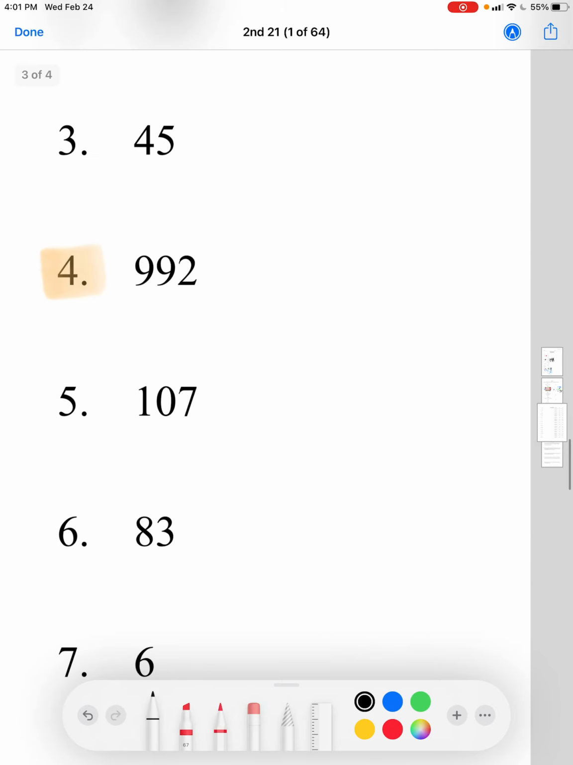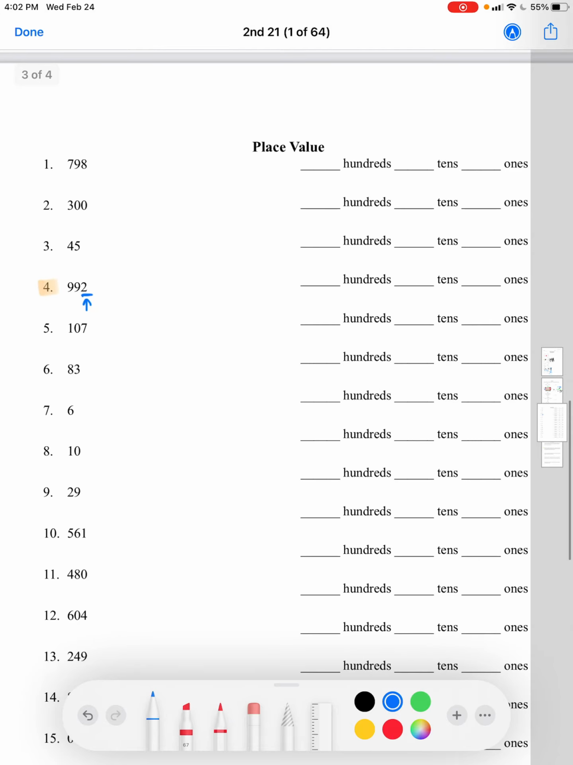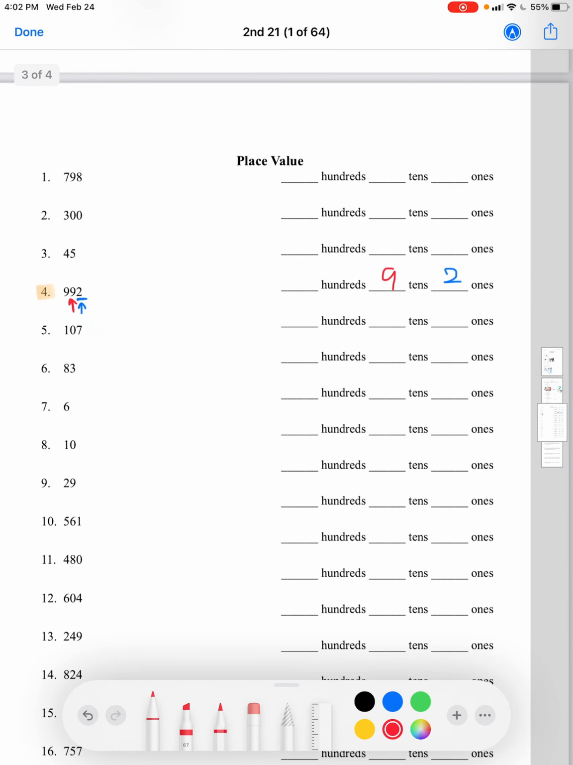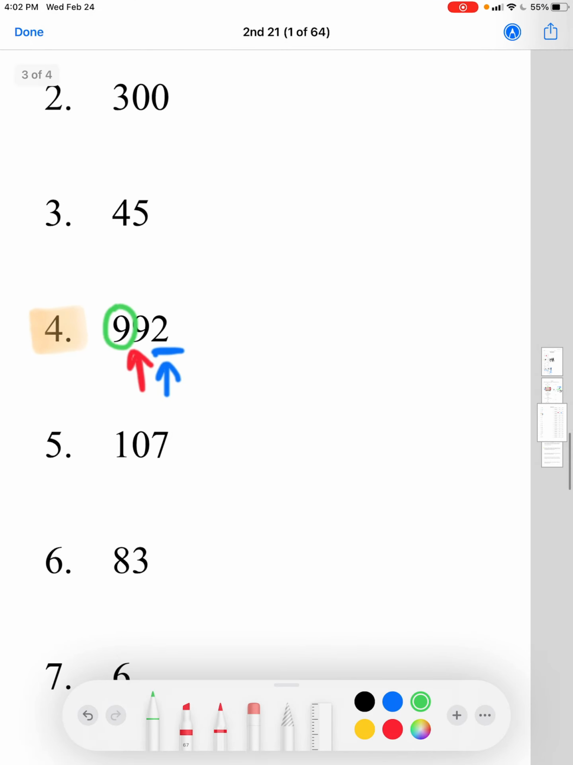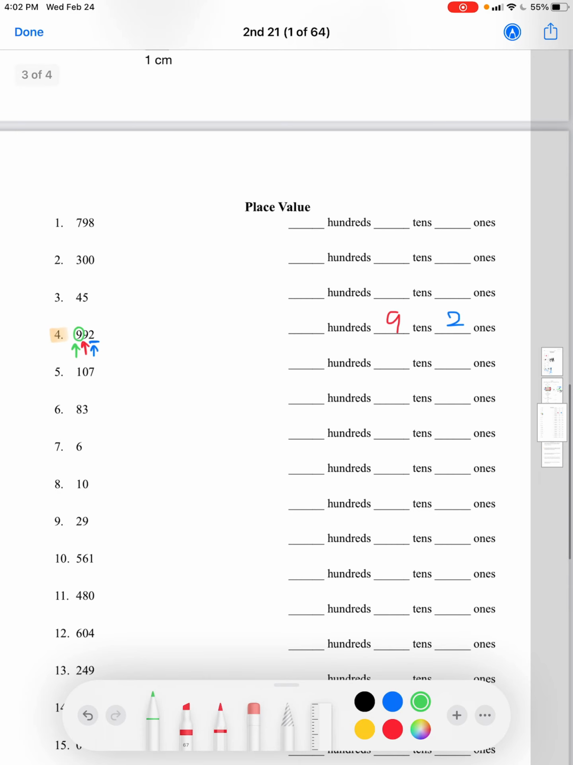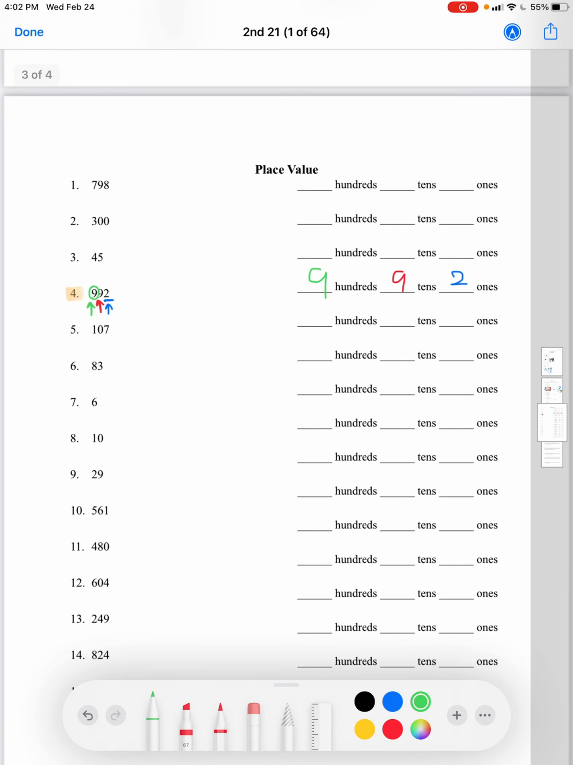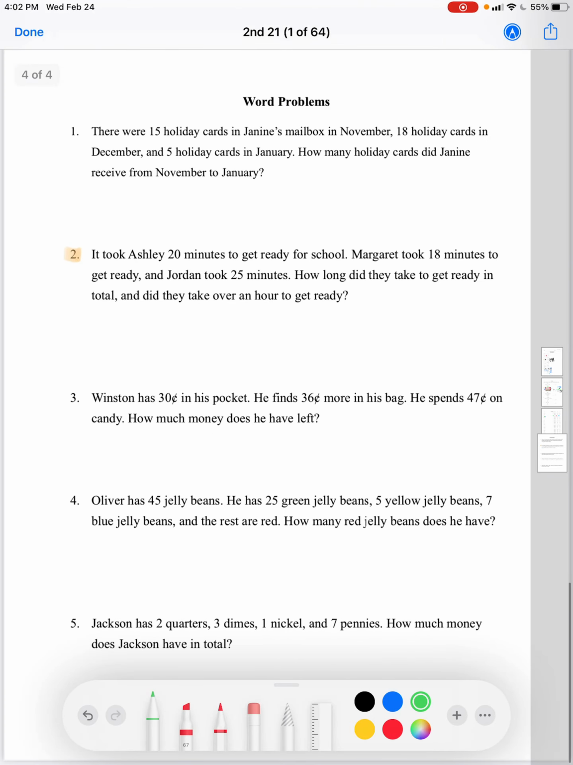So if you look at this number right here, we have a 2 in the ones place. So we can put that there. If we have a 9 in the tens place, and then in the hundreds place right here, we have another 9. So this says we have 9 hundreds, 9 tens, and 2 ones. And that is right. And lastly, we'll go over a word problem. Let's go over number 2.